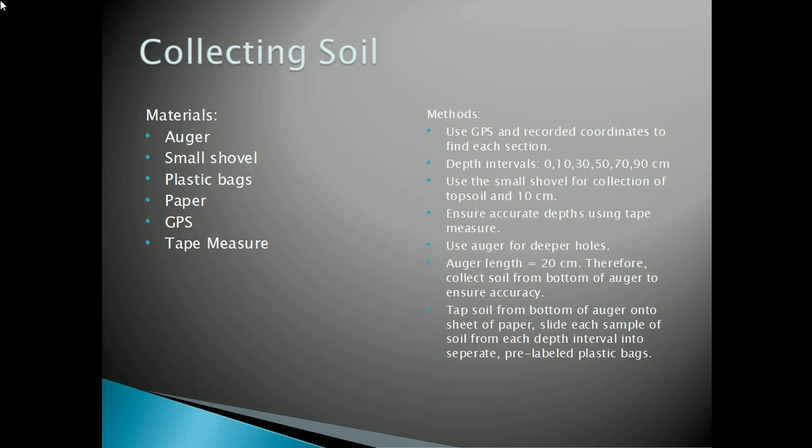Then, for deeper holes, use the auger. The auger length equals 20 centimeters, therefore collect soil from the bottom of the auger to ensure accuracy. Tap soil from the bottom of the auger onto the sheet of paper and slide each sample from each interval into a separate, pre-labeled plastic bag.